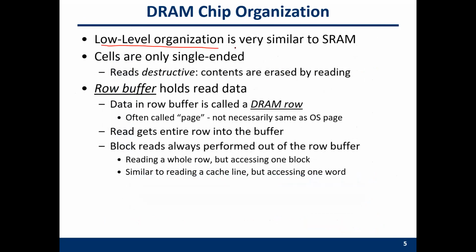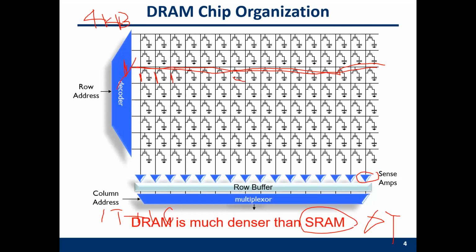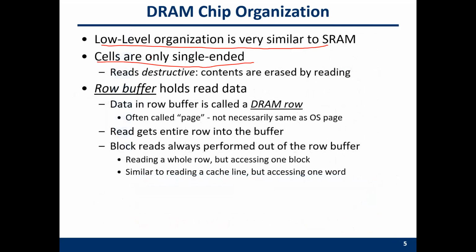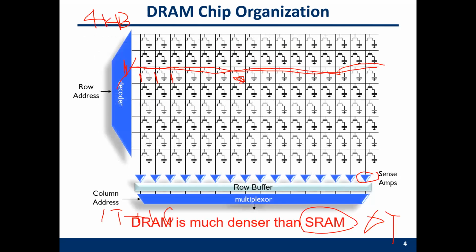So the low-level organization, particularly the array organization, is similar to the SRAM. Cells are only single-ended. So here is a floating capacitor. This is the reason why it's so-called single-ended. Only one end is connected to the transistor and connected to the bit line. The other end is floating.